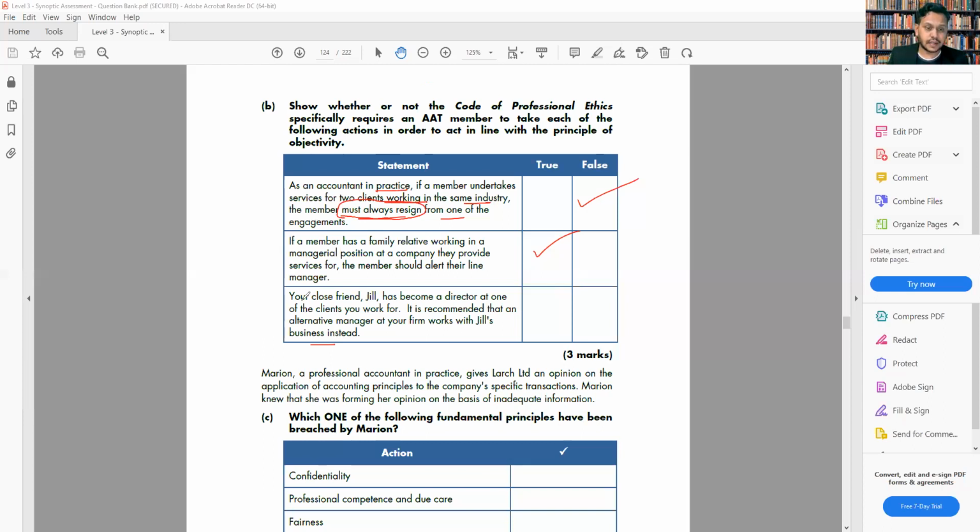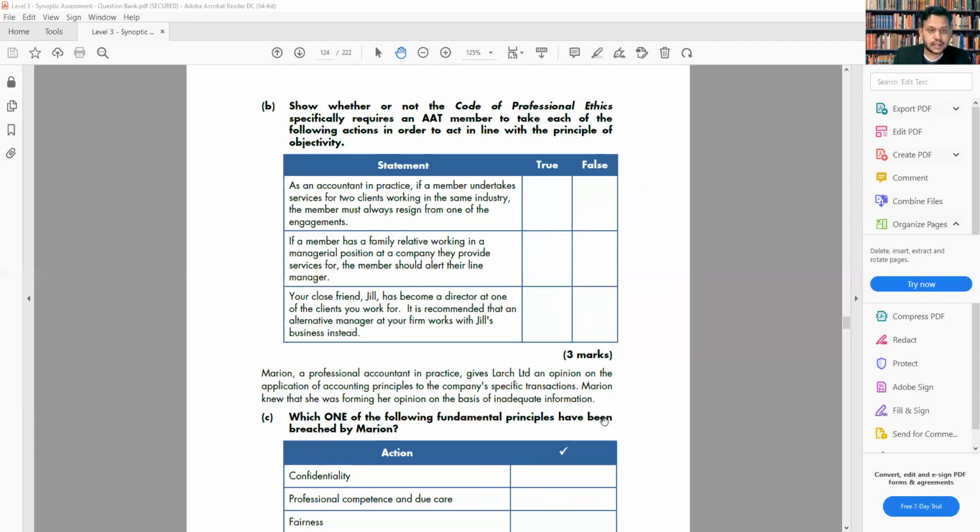If my friend joins another company and I work with him, I need to make sure that if I have a line manager, I tell them he's my friend. So I need to be transparent. But I don't have to resign from the engagement. I can't say, sorry, I cannot work because my friend joined your company, so I have to resign. You don't have to. So this is also false. Okay, so let's move to the next one.